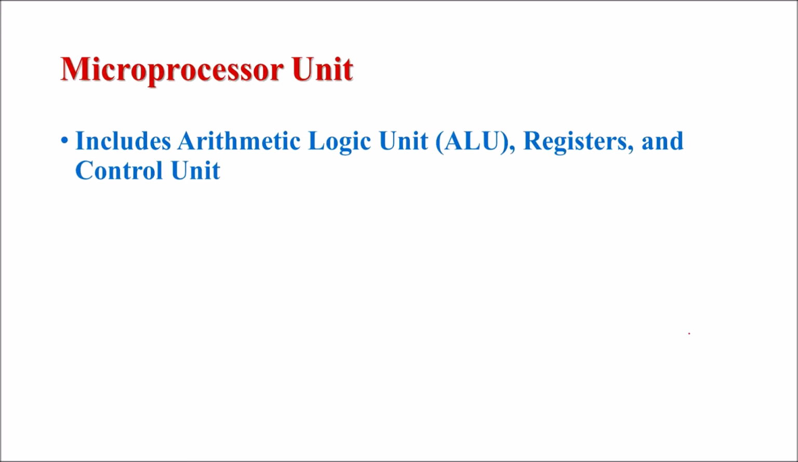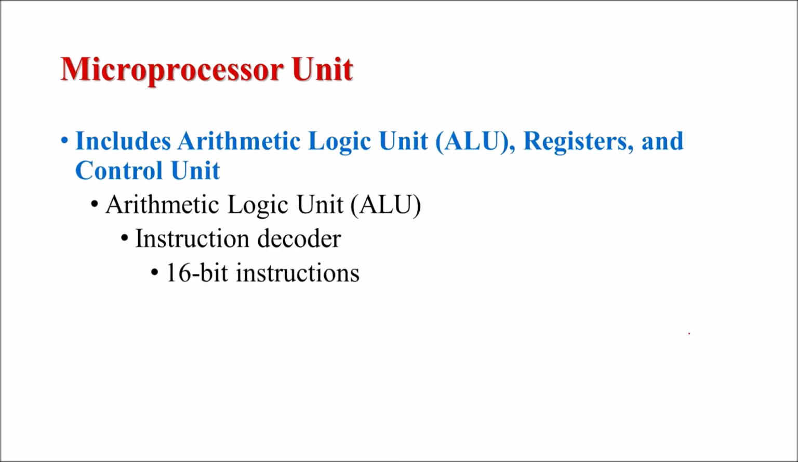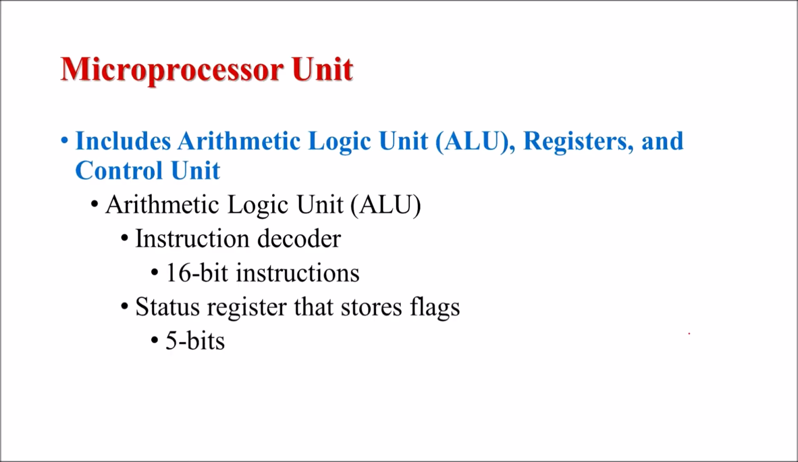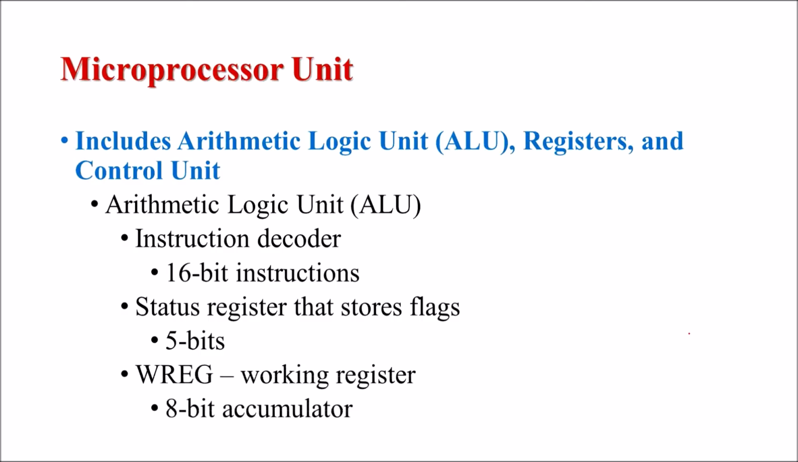The microprocessor unit of this PIC microcontroller includes the arithmetic logic unit, registers and control unit. Then the instruction decoder: 16-bit instructions are decoded by the instruction decoder. The status register is also there. In this status register, 5 bits are important. These are the flag bits. Then there is the W register, that is the working register. The size of the W register is 8-bit and it is called an accumulator.